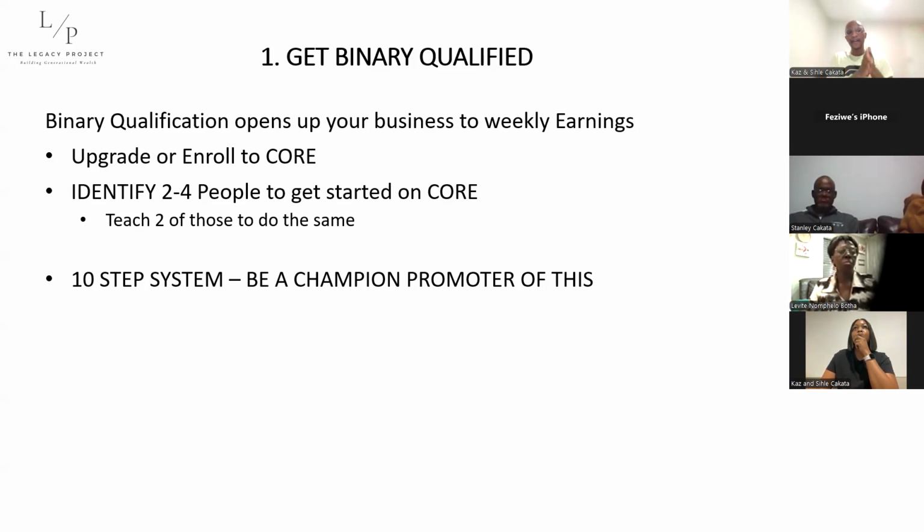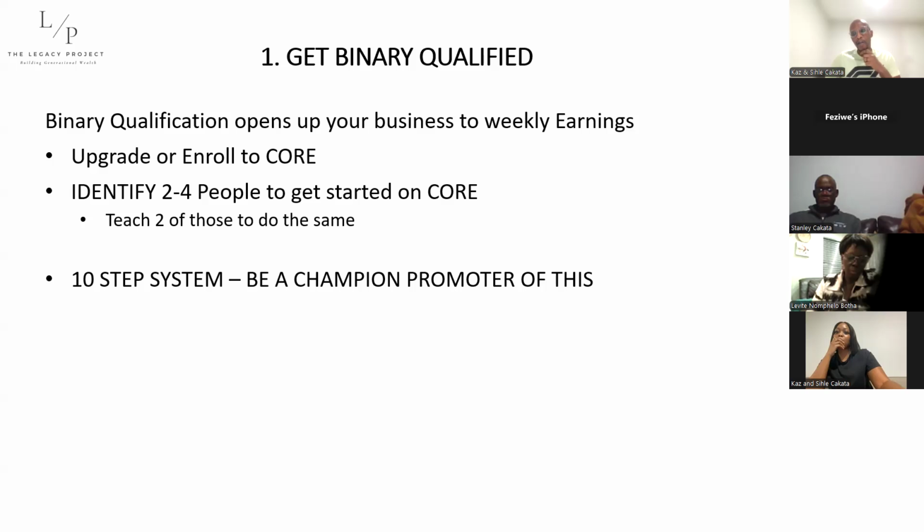Quickly identify 2 to 4 people to get started on the core. By the way, if you achieve half of this, you will earn your first $70, you're binary qualified, and you can now unlock the binary weekly payment, which is a cycle of $50 every time you get to 330 on your pay side and 660 on your power net. Now, teach 2 people to do the exact same.